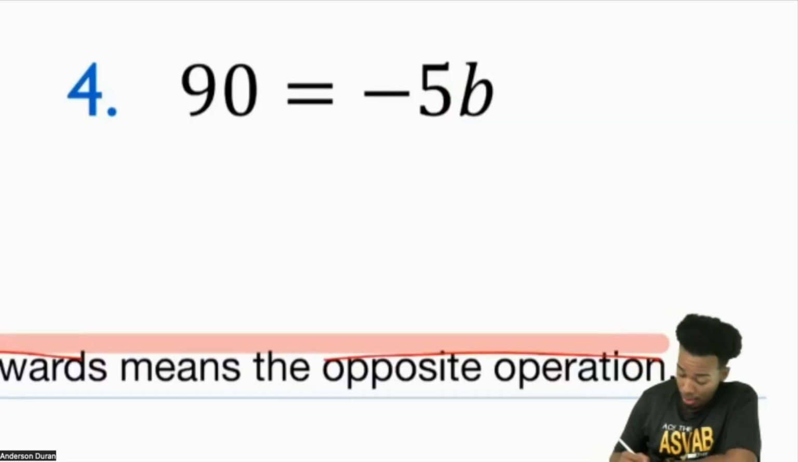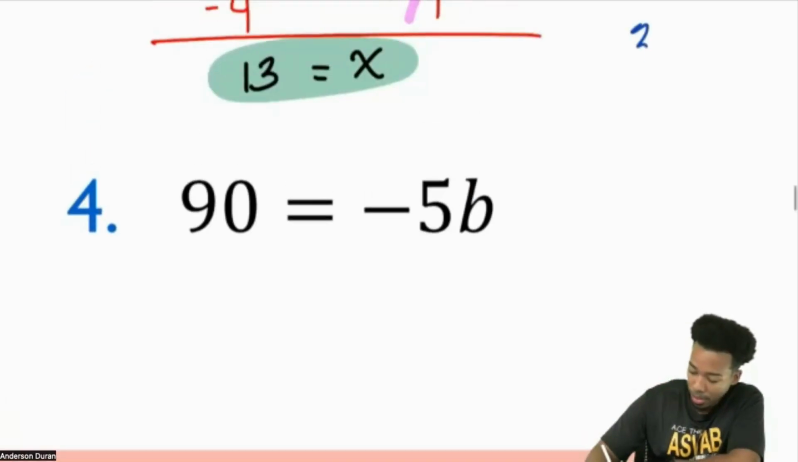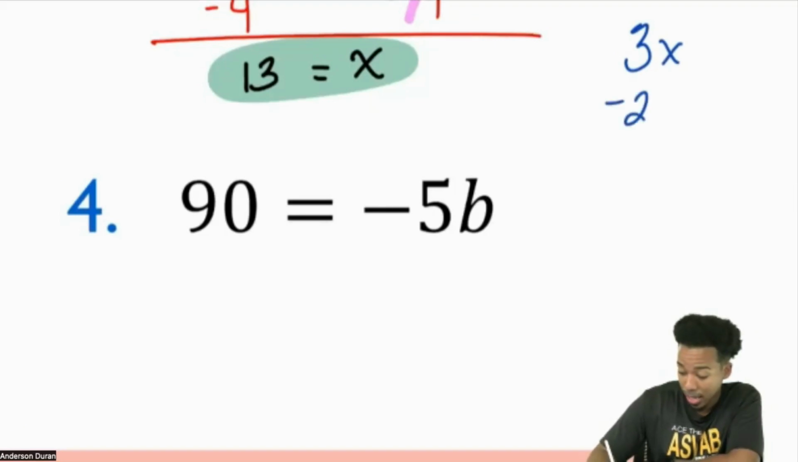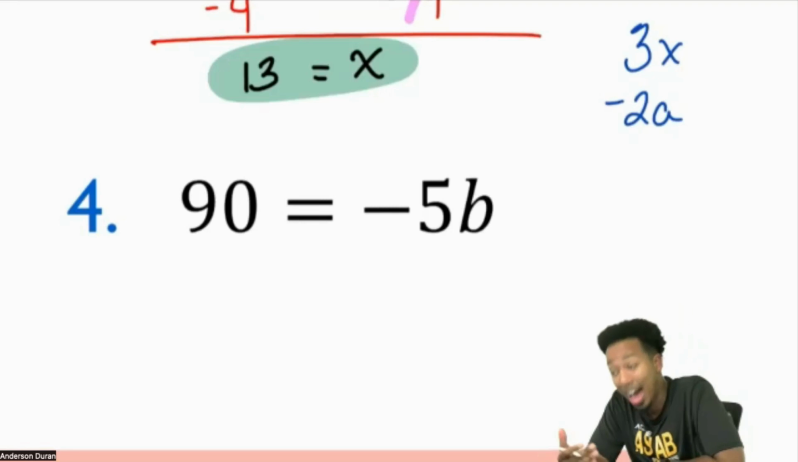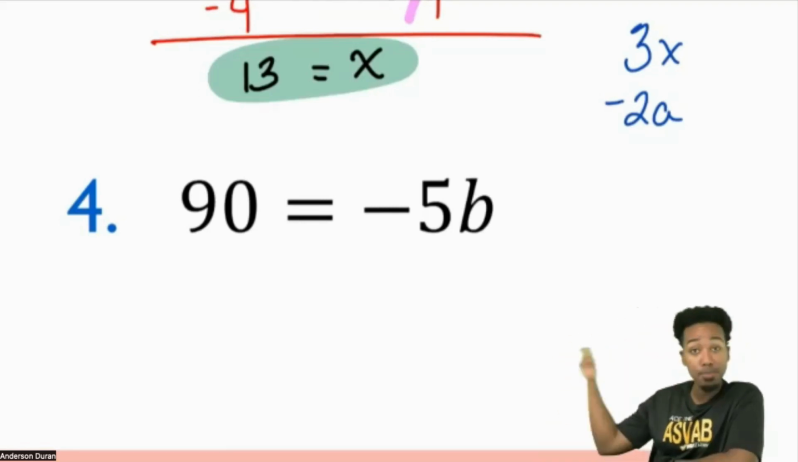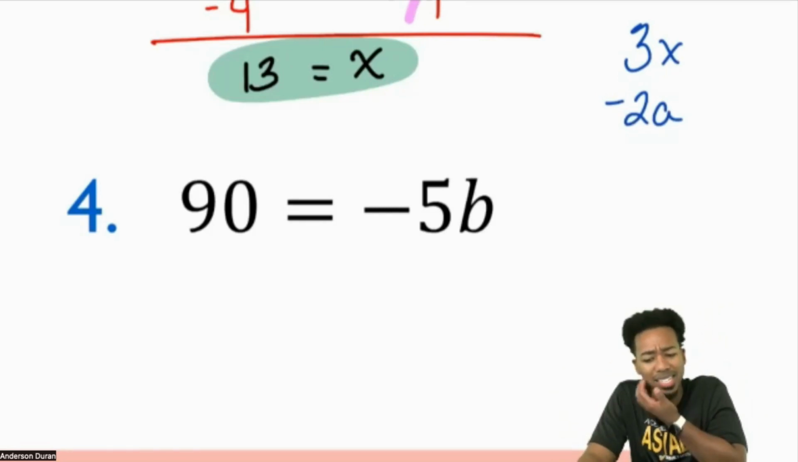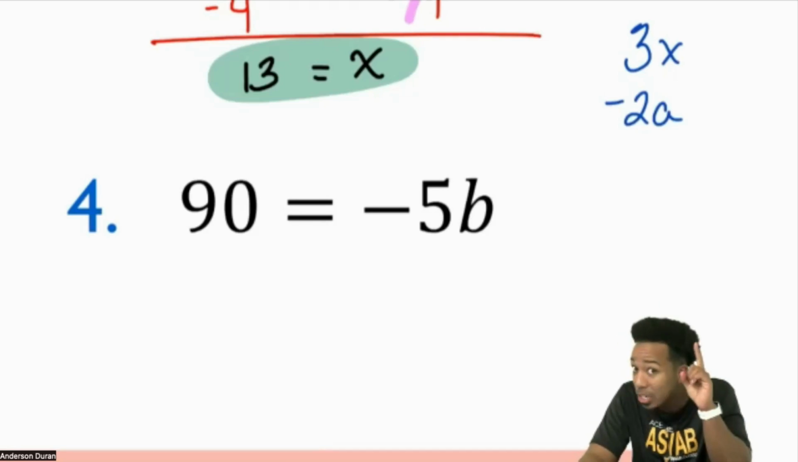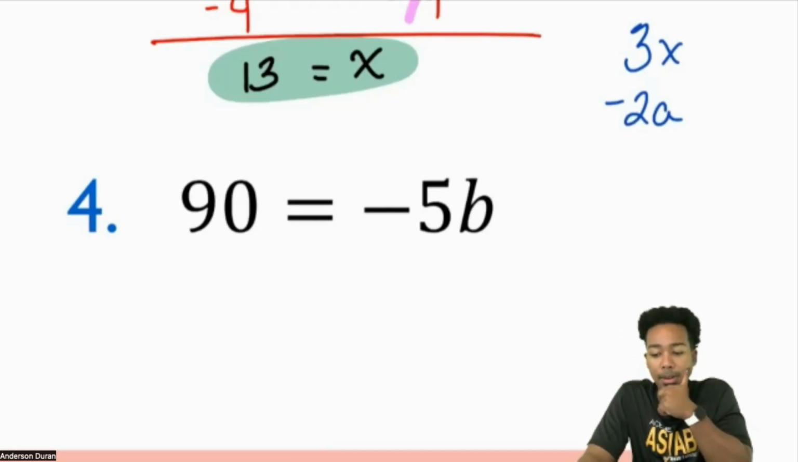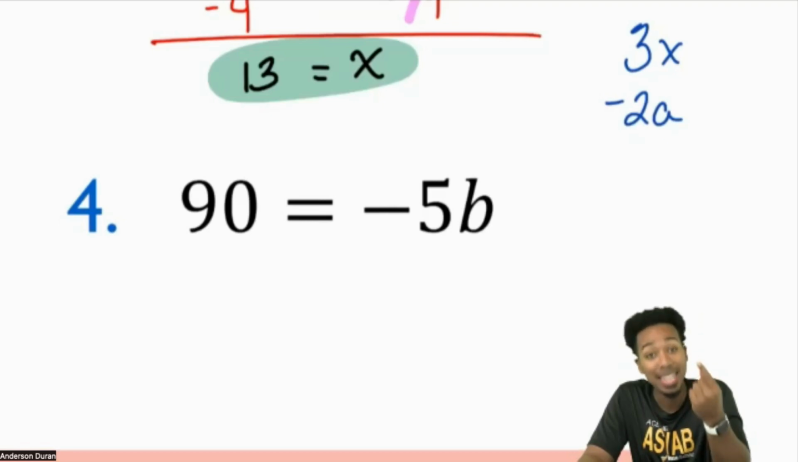So as a reminder, if we see 3x, that's 3 times x. If I see negative 2a, that's negative 2 times a. So if you see negative 5b, that's negative 5 times b. So who wants to take a guess as to what the opposite operation is and what number we should be doing that operation by? So what's the operation and what's the number? To both sides. Dividing by what? Okay, so you got the division, right? Dividing by negative 5. Yes. Divide both sides by negative 5.